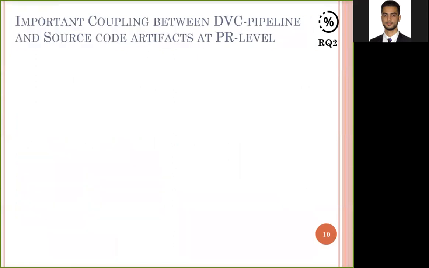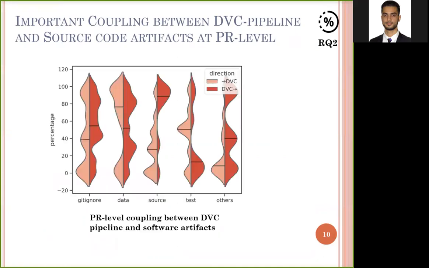At this level, we studied the coupling on the commit and pull request level between DVC artifacts and source code artifacts. We show here only the coupling between the DVC pipeline and source code artifacts on the pull request level. This plot includes only 10 projects having at least 10 pull requests. So the rest of the coupling results can be found in the paper.